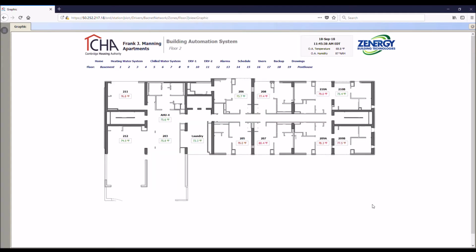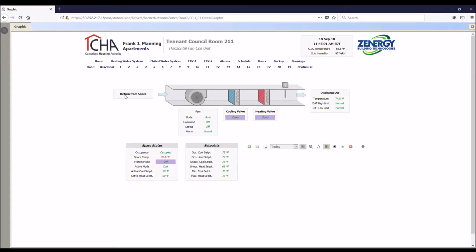And so, floors 3 through 19, the second floor has some apartment spaces which are controlled by those AppStats. They're all just those fan coil units with heating and cooling. This common area is also that. The rest of the space is a little different. 211, the tenant council room, is just like the apartment rooms, which is just a fan coil unit with heating and cooling.